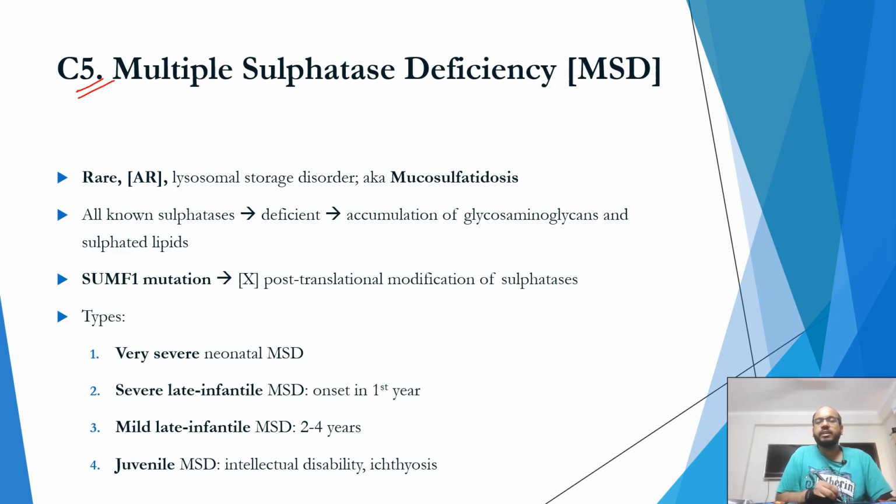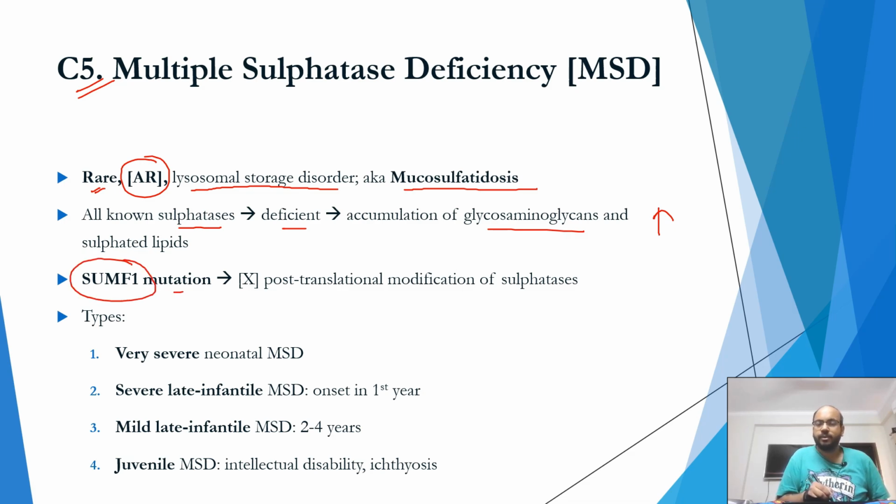The fifth disorder is multiple sulfatase deficiency. It's a rare autosomal recessive disorder. It's a lysosomal storage disorder, also known as mucosulfatidosis. Just remember multiple sulfatase deficiency. So all known sulfatases, which are enzymes, get deficient. And because of this deficiency, there is accumulation of glycosaminoglycans and sulfated lipids. The mutation lies in SUMF1, and because of that, the post-translational modification of sulfatases does not happen.